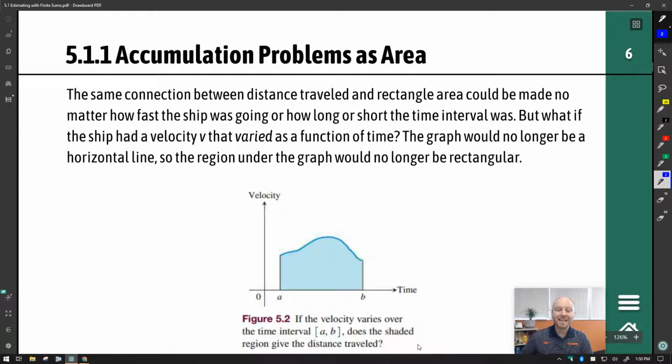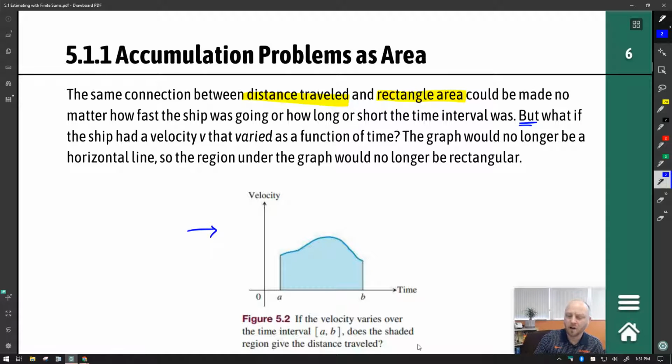Let's move on. That same connection between distance traveled and rectangular area, this is a big deal. There's a connection between distance traveled and rectangular area. That connection could be made no matter how fast the ship was going or how long or short the time interval was. But what if that ship had a velocity that varied as a function of time? In other words, the velocity is no longer just a horizontal line, but a variable function that moves up and down, kind of like the graph you see here below.